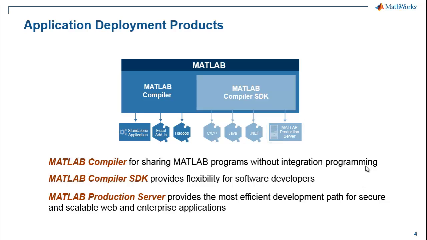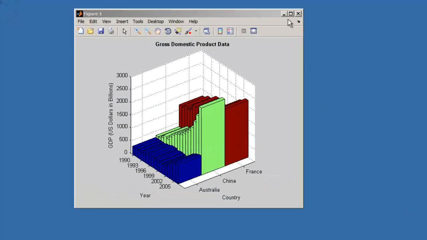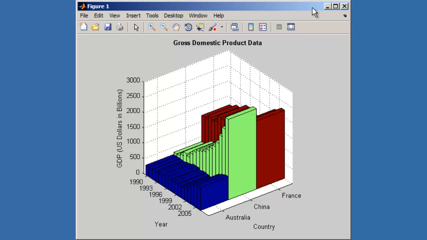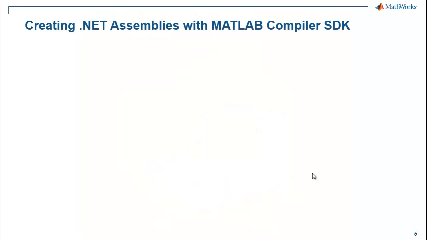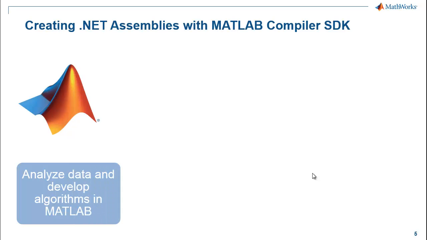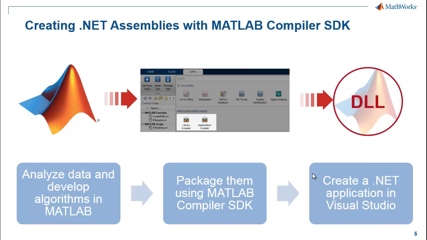In this example, we will use MATLAB Compiler SDK to create a simple application using Microsoft .NET. We will read in data capturing the gross domestic product, the GDP, for a variety of countries covering the years 1990 until today. We're going to read the data into MATLAB to analyze and visualize the data, package them using MATLAB Compiler SDK, and bring that assembly into Visual Studio to create an application that can run without MATLAB.